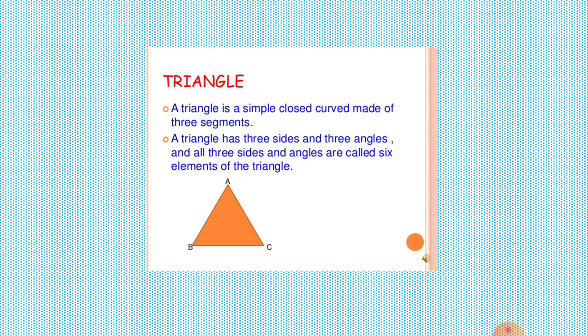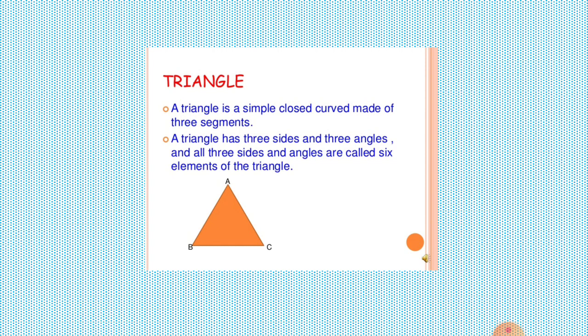Okay, acute angle triangle. Three acute angles are called an acute angle triangle. Obtuse angle triangle has one obtuse angle and two acute angles. Next one, right angle triangle. What is a right angle triangle? A right angle triangle means the triangle has one 90 degree angle. That is a right angle triangle.